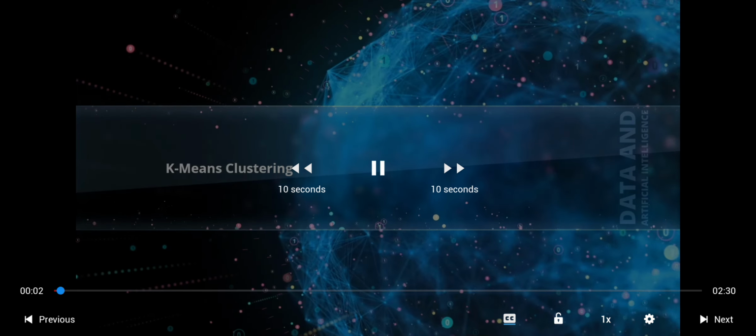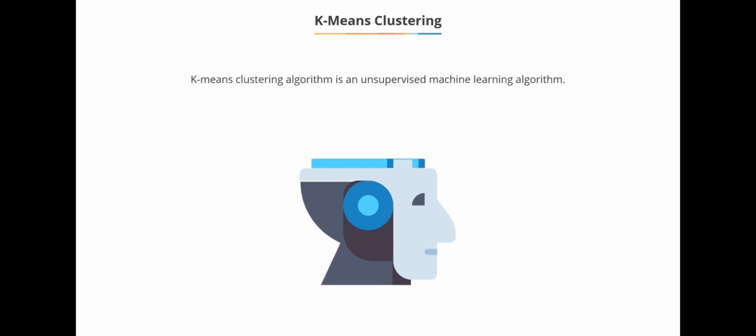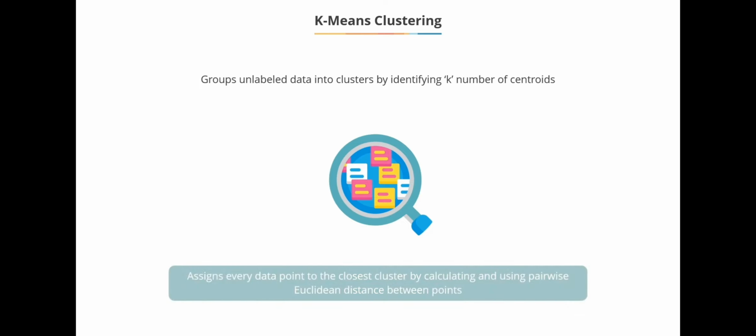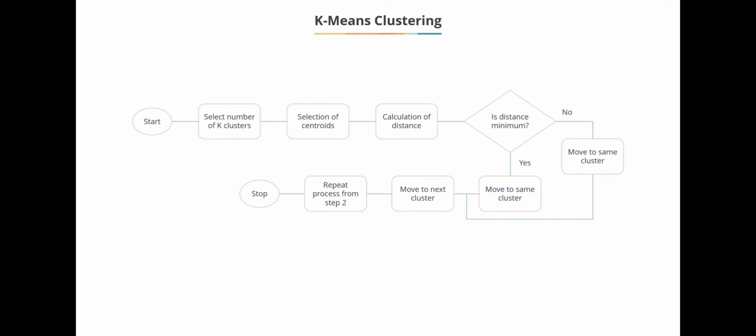K-means clustering. The K-means clustering algorithm is an unsupervised machine learning algorithm. It groups unlabeled data into clusters by identifying K number of centroids. Further, it assigns every data point to the closest cluster by calculating and using the pairwise Euclidean distance between points. What you see on the screen is a flowchart for K-means clustering. Let's go through the process, step by step.